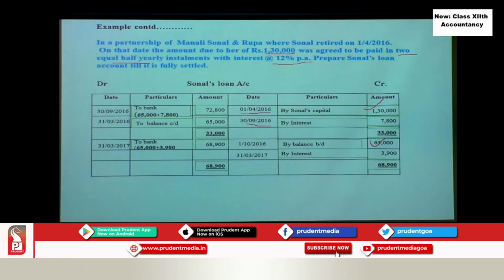Okay. A similar account you will even find in the chapter Death of a Partner, which will be covered there. But instead of transferring to the partner's loan, we transfer it to the executor's loan, because the partner is a deceased partner, so he is no more there. So the full problem with the executor's loan account will be solved under the chapter Death.